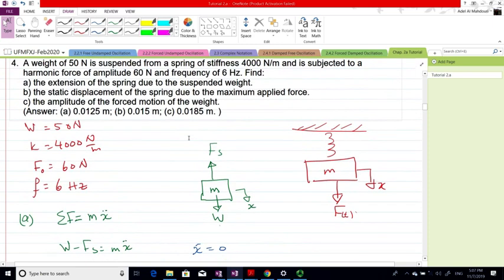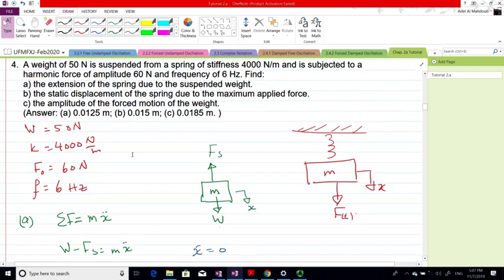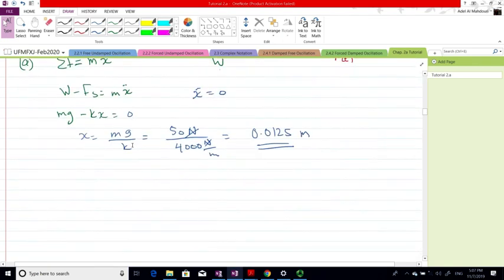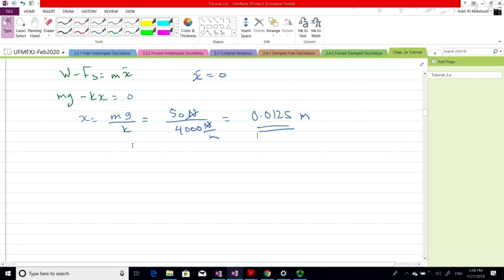The static displacement of the spring due to maximum applied force. The static displacement. What does it mean, static displacement? In the previous class we discussed the static displacement. When omega is approaching what? Maximum? Is it approaching infinity, approaching the resonance, which is omega naught, or equal to 0, approaching 0?